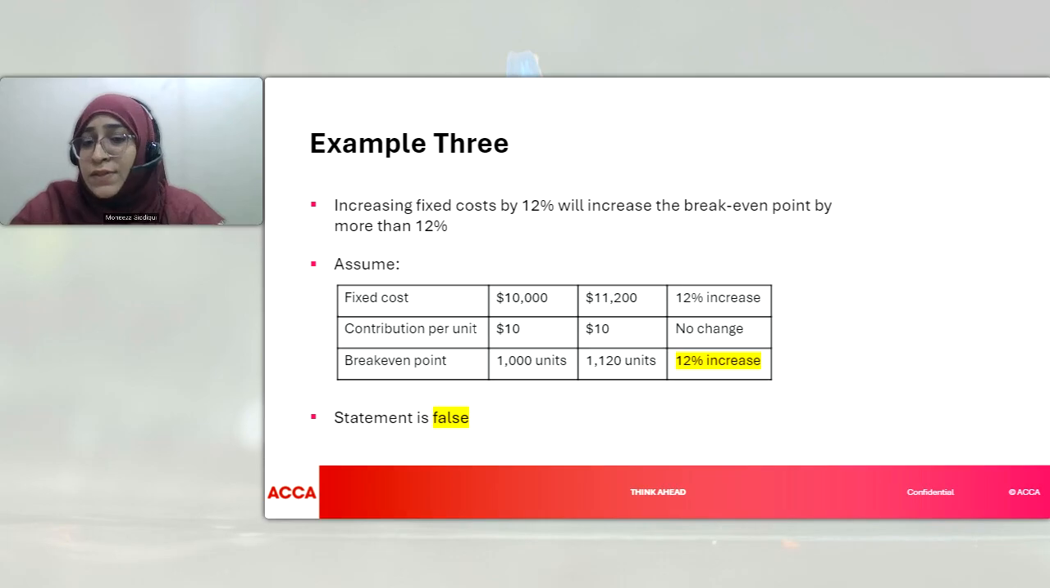So if I go back to the statement, it says increasing fixed cost by 12% will increase the break-even point by more than 12%. Now, if it was by 12%, absolutely the statement would have been true. But because the statement said by more than 12%, and we've just proven that is not the case, this statement is false. So what is important is the technique: when you're stuck with these statements, rather than just trying to go for a guess, as I've mentioned before, use assumed figures, use hypothetical figures, and just work your way around it.